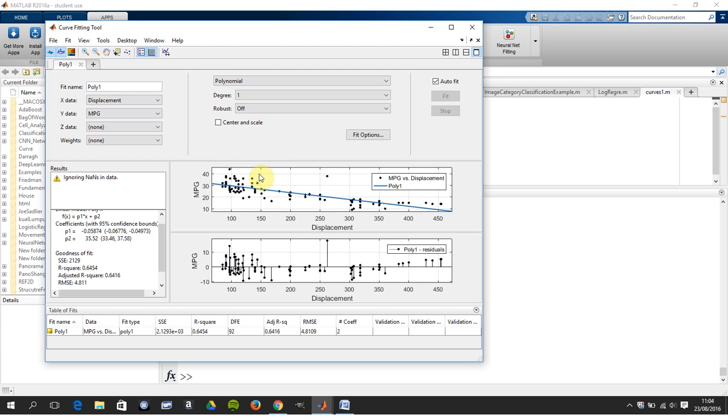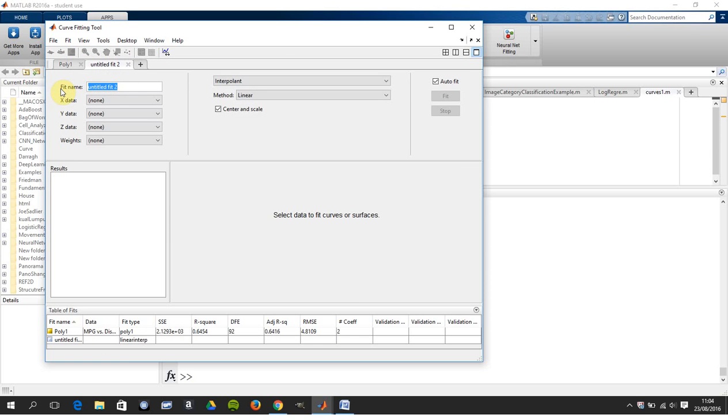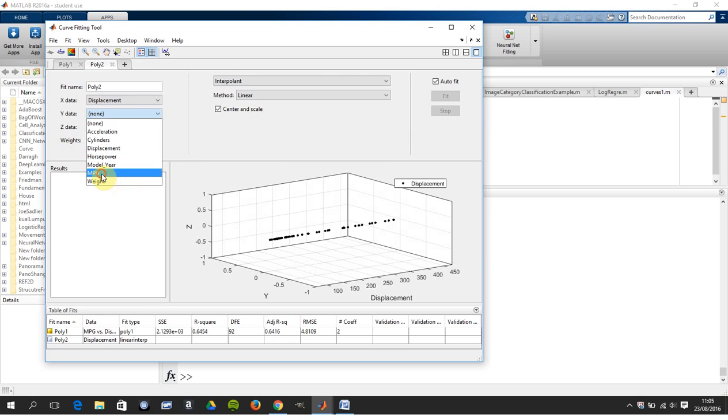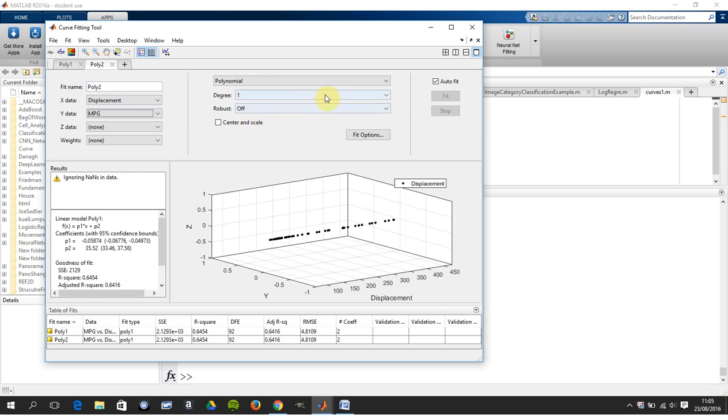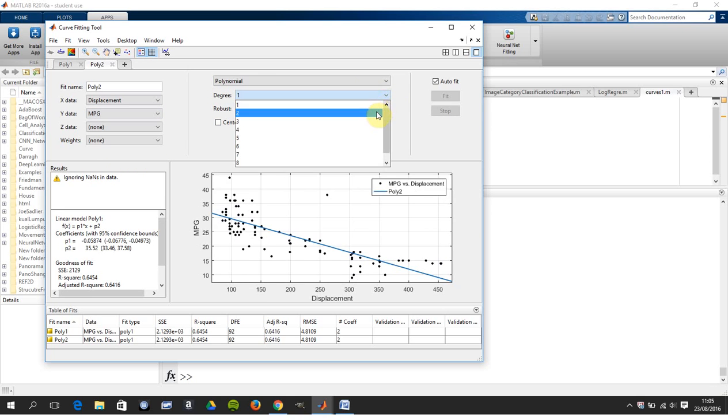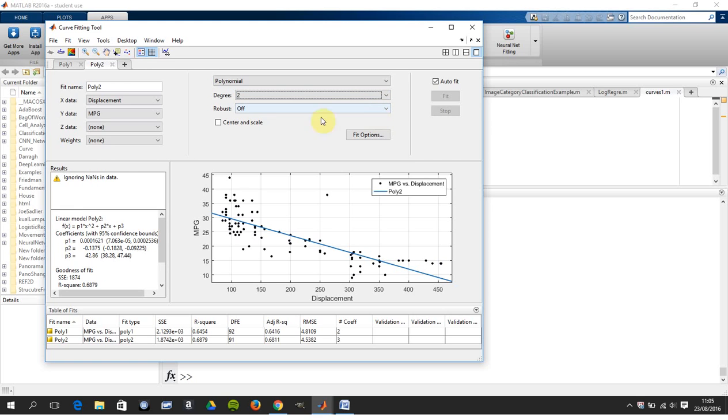So let's see if we fit an x squared component. So fit, new fit, and poly 2. X data is displacement, y data is MPG, degree 2. Again, it ignores the not a numbers. Excuse the slight hoarseness in the voice.